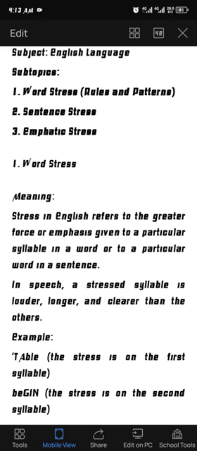Let's dive down to the examples now. The first thing we have here is table. Whichever way you pronounce it, you will notice that there is a stress on the first syllable. Going on to the second example, which says begin, begin, begin. From the way I'm sounding, you can see there is more vibration, more force on the GIN compared to BE. That is what stress is all about.